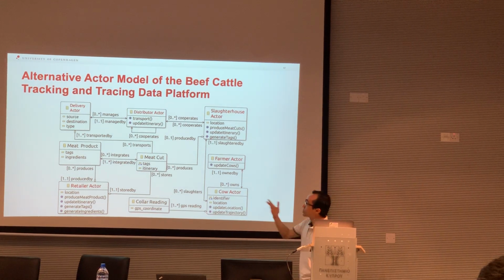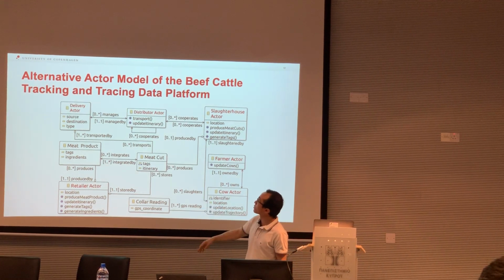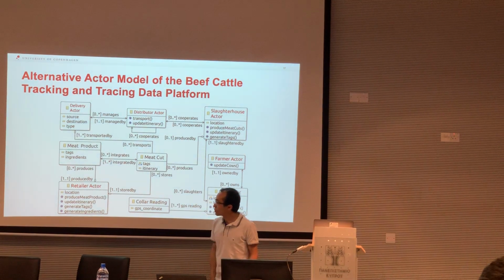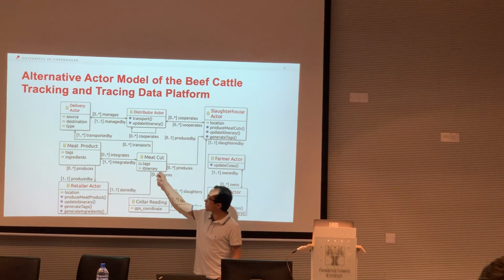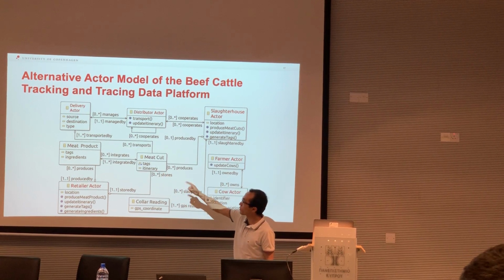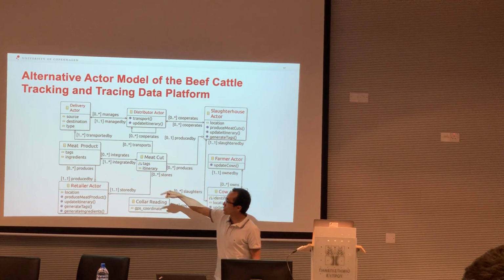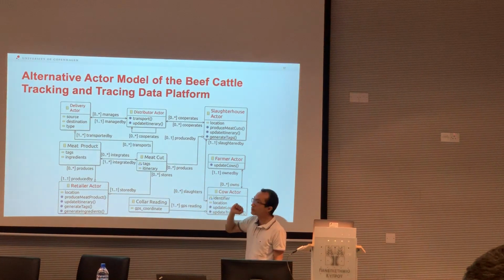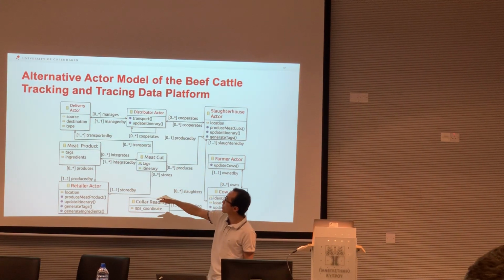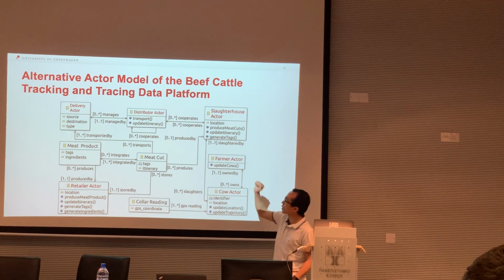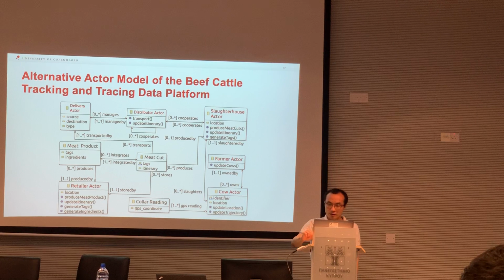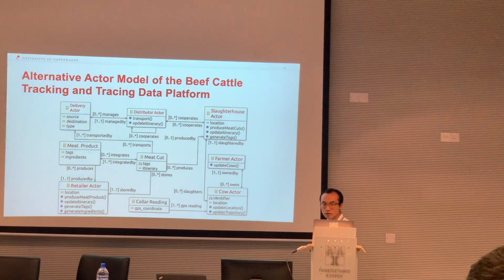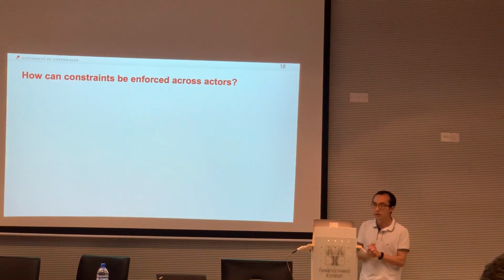So an alternative actor model for the beef cattle tracing and tracking data platform is that we can model the MICAT as an object that's shared, I mean, replicated, across multiple actors. Okay? The retailer actor, distributor actor, and slaughterhouse actor. So there's a trade-off here. It's not so obvious which one is better. It depends really on the application itself.